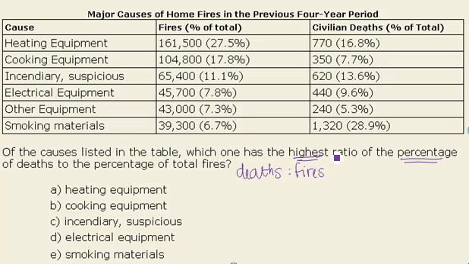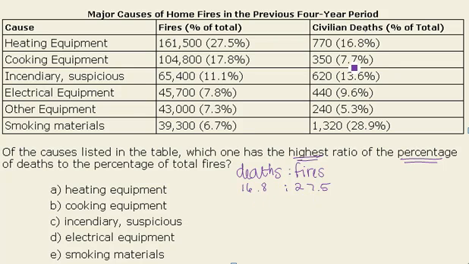Now, I'm going to try to be smart about this. As in standardized testing, there's always a time crunch. So I'm going to really study my chart. And if I'm looking for the highest ratio of deaths to fires, so deaths, let's look at heating equipment. I have 16.8% to 27.5%. And if I look at it, that means that the deaths are lower than the percent of fires. So that's going to give me a pretty small ratio.